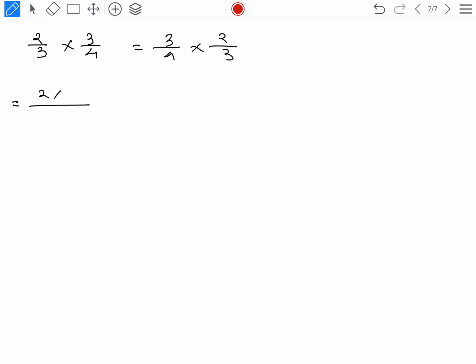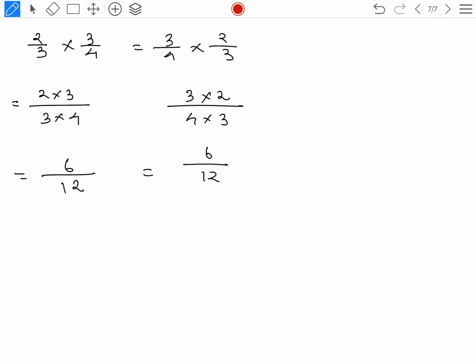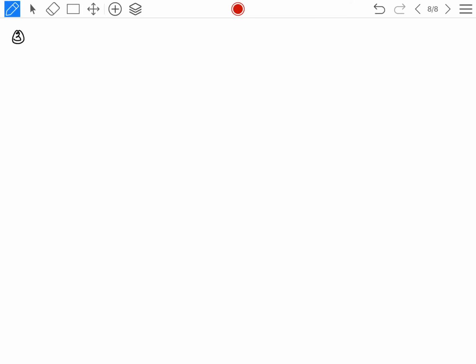How? If I solve, numerator into numerator, that means 2 into 3, then denominator into denominator. Multiply: 2 3s are 6, 3 4s are 12, 3 2s are 6, 4 3s are 12. So you can say that rational numbers can be multiplied in any order, that is commutative property. Then the third property is associative property. Associative property means multiplication of rational numbers can be grouped in any order.